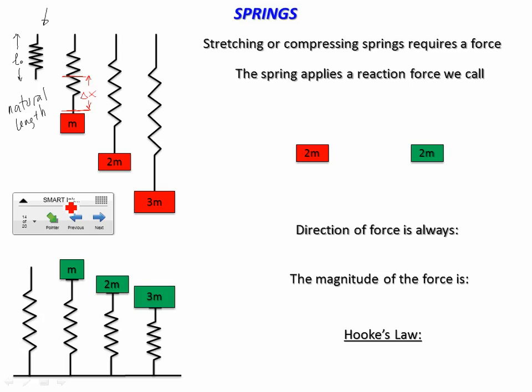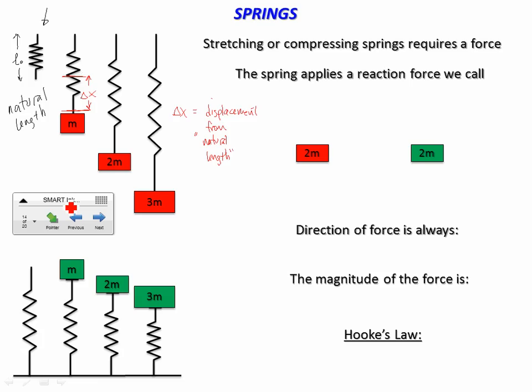The interesting thing about springs is not how long they are. The interesting thing about springs is how much they are displaced from their natural length. So I'm going to make sure we write that here. Delta x is displacement from natural length.